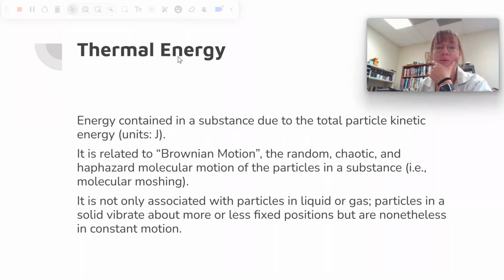So we see that thermal energy doesn't just depend on how fast they're moving, although it does depend on how fast they're moving, and it depends on the kinetic energy of each particle, but it also depends on how many particles there are. If you have more molecules that are moving, you just have more thermal energy.